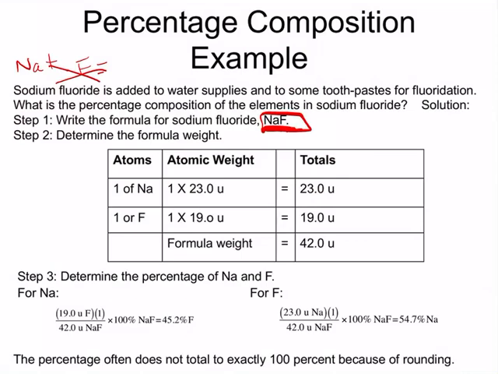And then you would have to find the molecular weight or the formula weight. So how many atoms of sodium are there? Well, there's just 1. And then you look at the periodic table, and it says that the mass of sodium is about 23. So you multiply 1 times 23, and you get 23. And then you have 1 fluorine, and fluorine's about 19. So 1 times 19 is 19. And you add those together, and you get a total formula weight of 42. Then it does the percent composition for both fluorine and sodium.